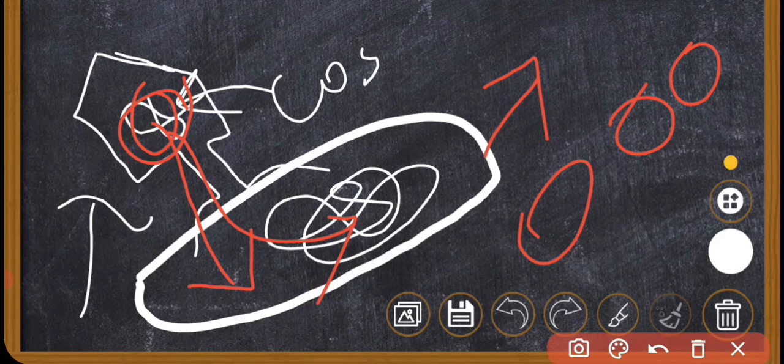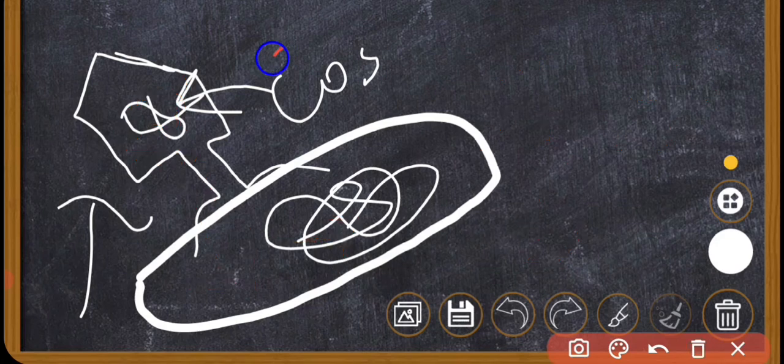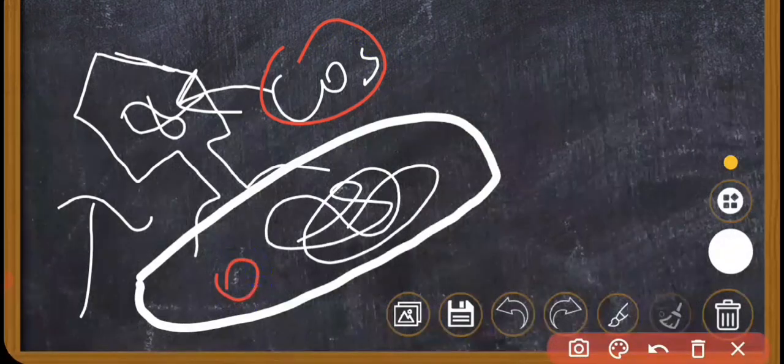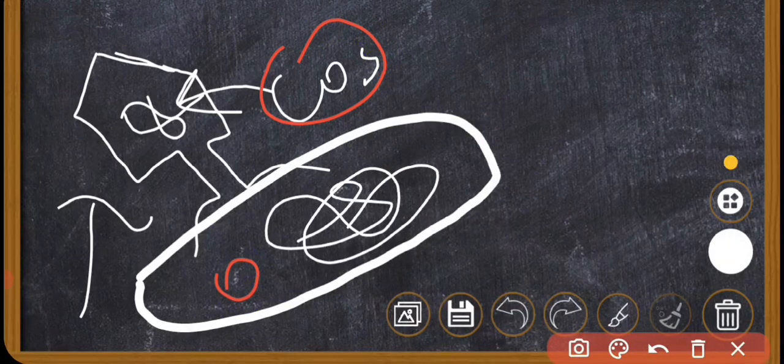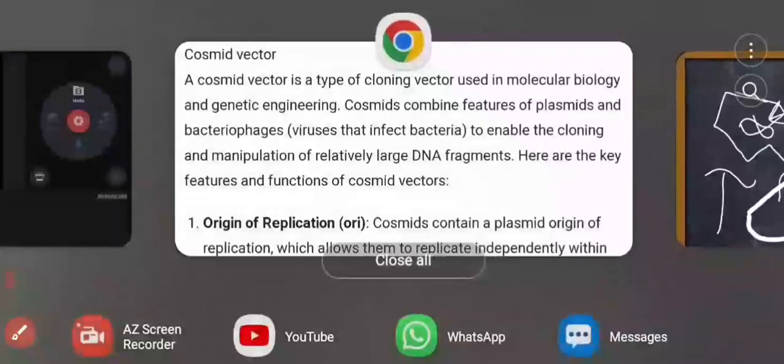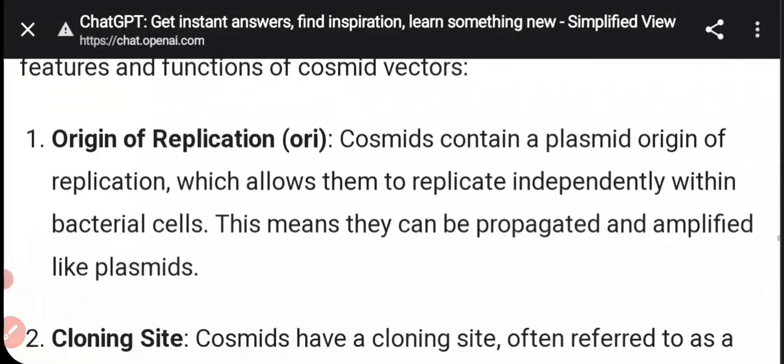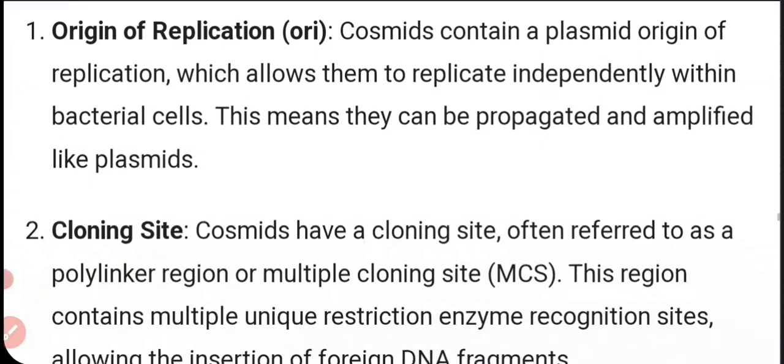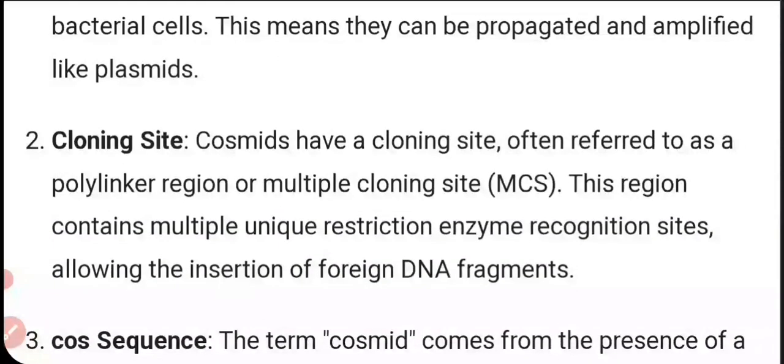So this cosmid vector has two parts, one from the cos side and another from the plasmid side. That's why it's called a cosmid vector. It has an origin of replication, which helps in multiplication, I mean the start of replication. Then cloning sites, where we can make a nick in the DNA segments.